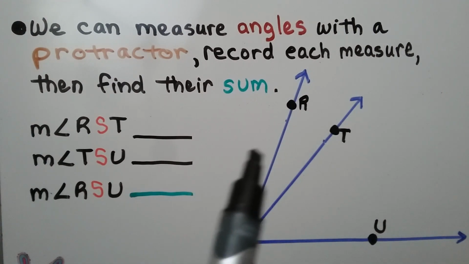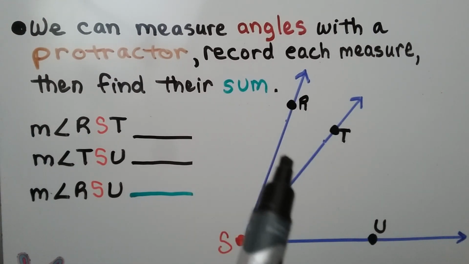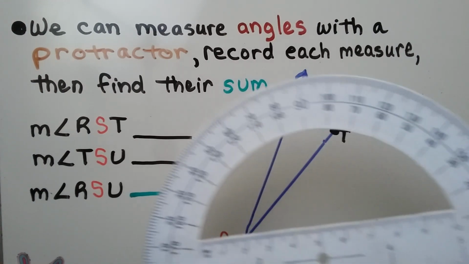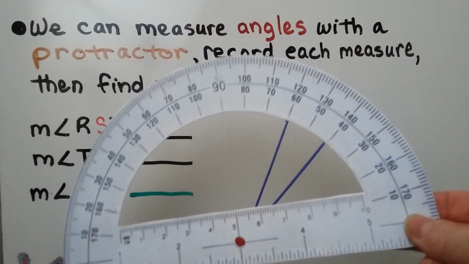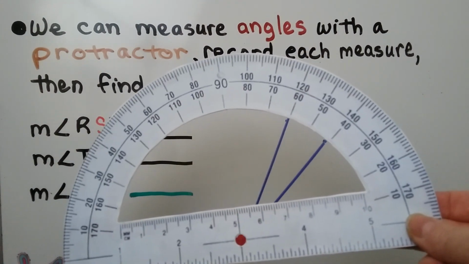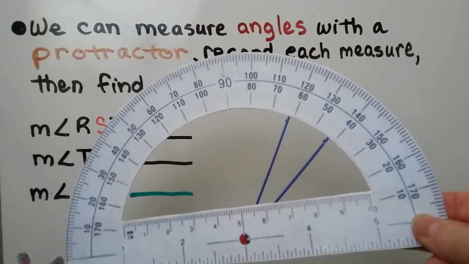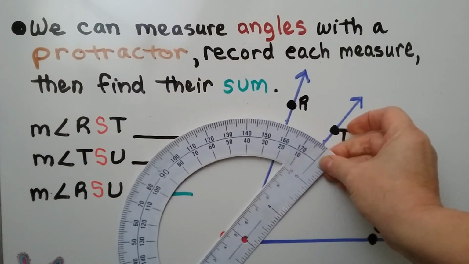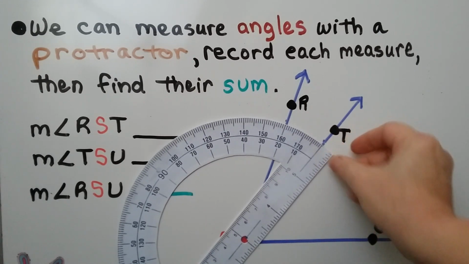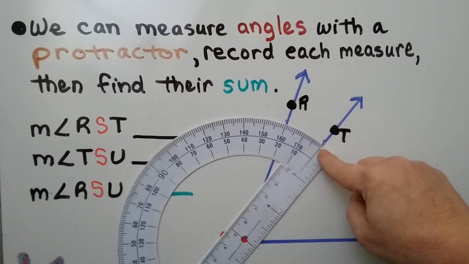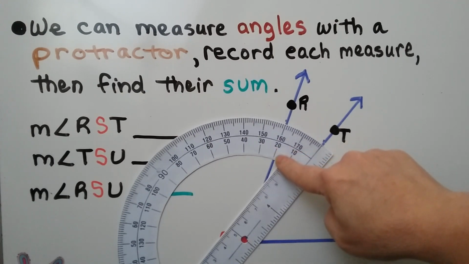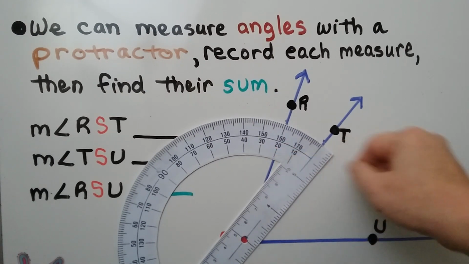We know it's a very small angle, isn't it? So we know it's going to be less than a right angle. It's an acute angle. And we can line up our vertex, this red dot, with the hole in the center of the protractor. We can line it up like this, and we can line up this ray with point T on it at the 0 mark. And we can see right here that it's a 20-degree angle. See that?